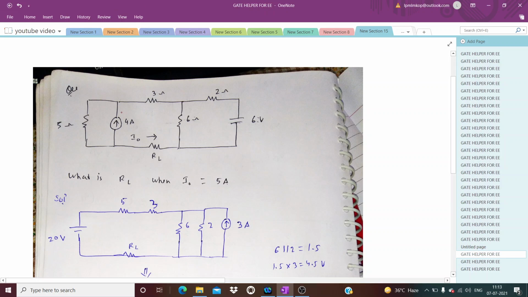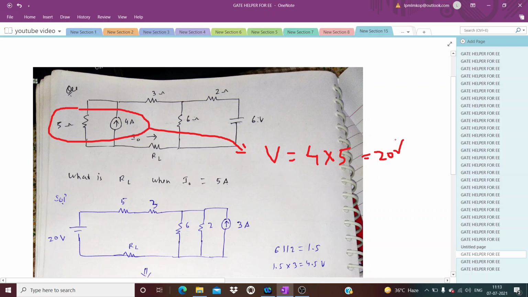If you see this 5 ohm and 4 ampere, they are like a current source. This current source can be converted into a voltage source. This voltage source value will be I into R, which is 20 volt, and the resistance will be as it is. So this is what is shown here: 20 volt in series with 5 ohm. I hope it is very clear.